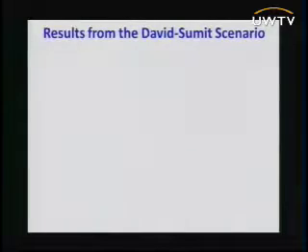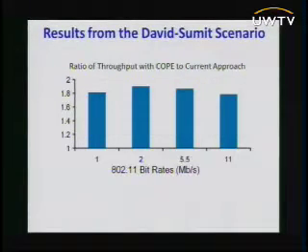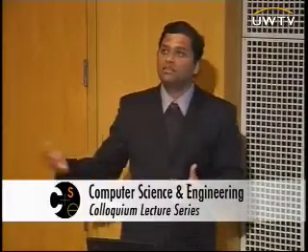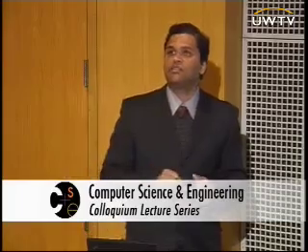But here are results from actual experiments. On the x-axis are the different 802.11 bit rates. And the y-axis is the throughput gain obtained by COPE compared to the current approach. So as you can see, COPE nearly doubles the throughput. Instead of 33%, you're getting 80 to 90% throughput improvement. Now this is very surprising because the experimental results are beating the theoretical prediction itself.